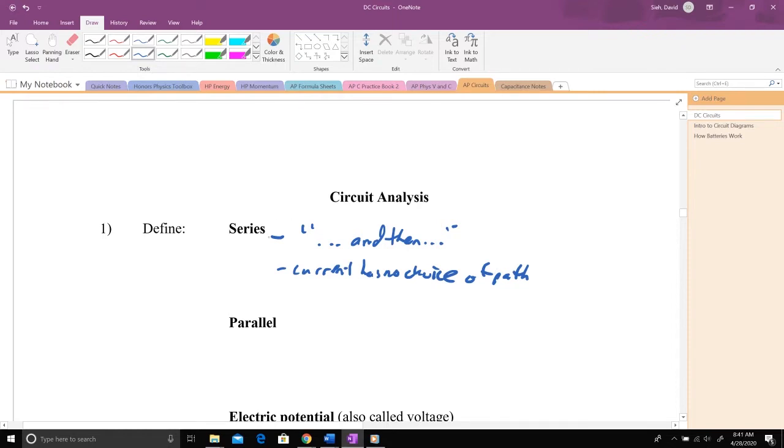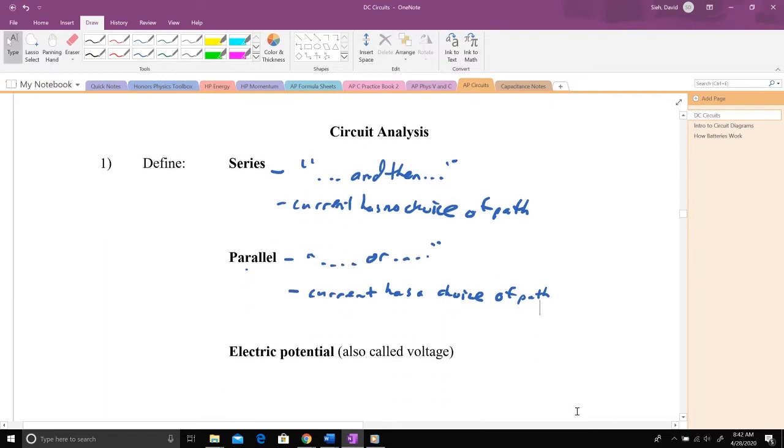Parallel, on the other hand, is like this way or this way. So it'll go through one item or through another. The current is going to split, and some of the current goes one way and some of it goes the other way. Any one particular charge does not go through both items. It goes through one or the other. Then we say that they're in parallel with each other. So it's a choice. The current has a choice of path. And again, I'm not saying that all of the current goes one way. It's each individual charge that has a choice of which path it would flow down.